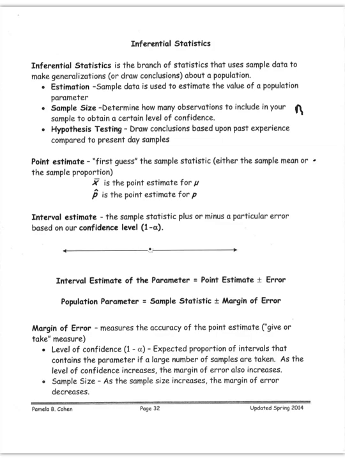If it's a proportion, it looks like this, and it's called p-hat. And then the point estimate for a mean is the sample mean. So those are guesses, and I'm going to give you an example.